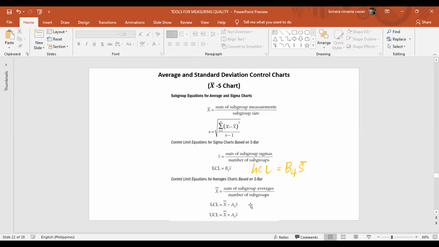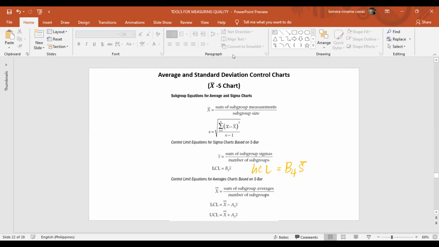And to compute for the lower control limit, when we are to create an S bar chart, the LCL is the grand mean minus A sub 3 times the average standard deviation. And then the UCL, or the upper control limit, equals the average mean plus A sub 3 times the average standard deviation.